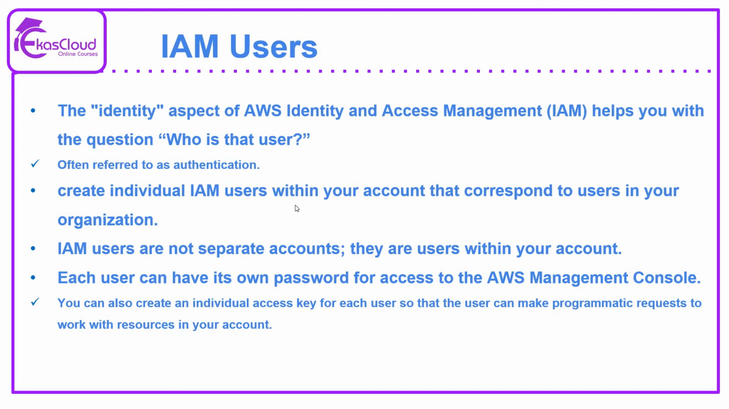So you create an individual IAM user within your account, and that corresponds to a user within your organization. So a named person will have an individual IAM account assigned to them. They might be assigned to multiple groups, but each individual will have just one IAM account. The IAM users are not separate accounts, so they are the same users within your account. It's the same person but having an account. And each user can have their own password for access to the AWS Management Console. Also, you can create an individual access key for each user so that the user can make any sort of programmatic request to work within your resources within the account as well. So that's when users need to work in the CLI and the like.